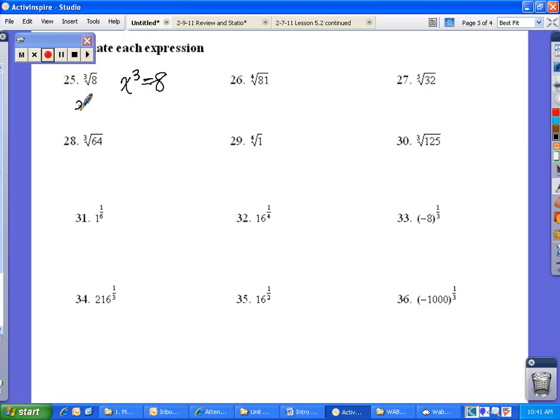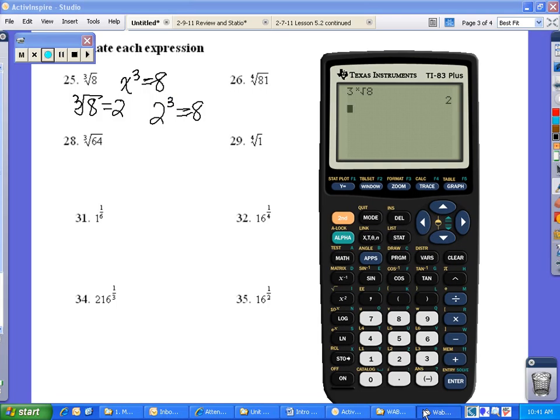So the 3rd root of 8 is equal to 2. And what that means is that 2 to the 3rd power is equal to 8. It's the same notation. So the number we filled in there for x was the 2. Same thing for number 26. You can just go ahead and plug it in your calculator.